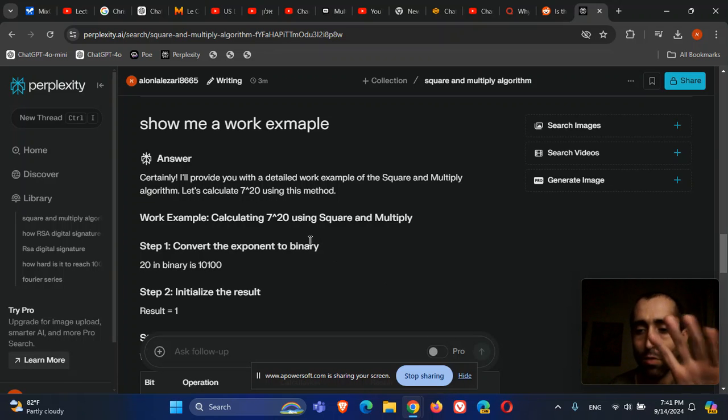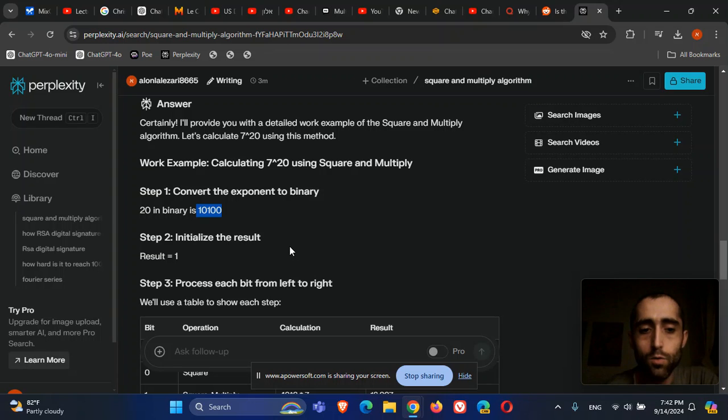So let's start with normal, without modulo. Let's take the exponentiation using the square and multiply algorithm of 7 to the power of 20. I will convert the exponent to binary. This is the first thing I do. So 20 in binary is 10100: 2 to the power of 2, which is 4, and 2 to the power of 4, which is 16. 16 plus 4 is 20. This is the binary representation of 20.